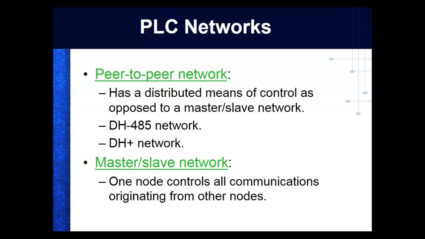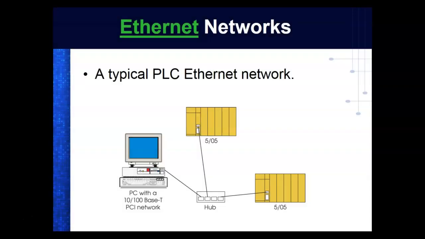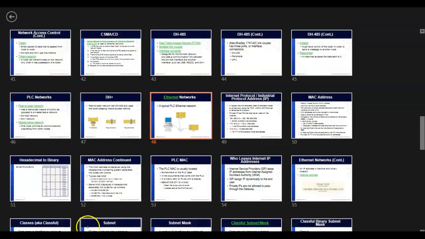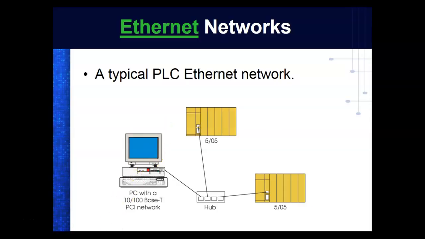In a master-slave network, only one node in the whole network will be considered the master, and all the other PLCs or computers will be slaves. And this is very popular. This is a typical Ethernet network. Of course, we know that this is no longer a hub. This right here is going to be a switch.